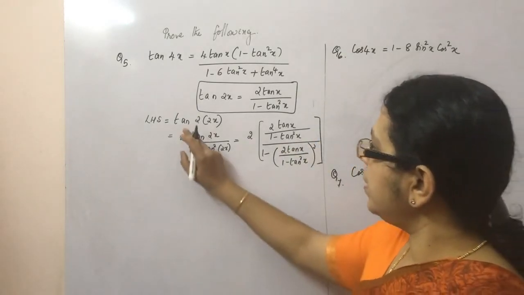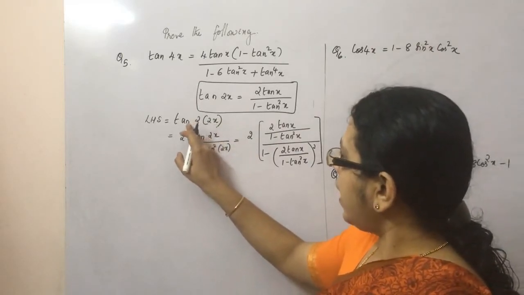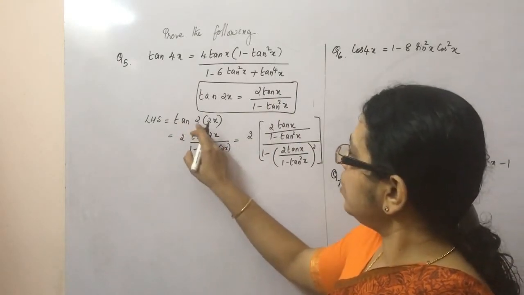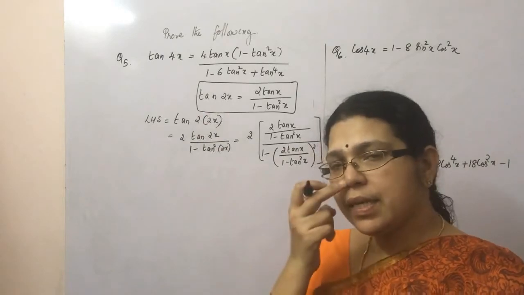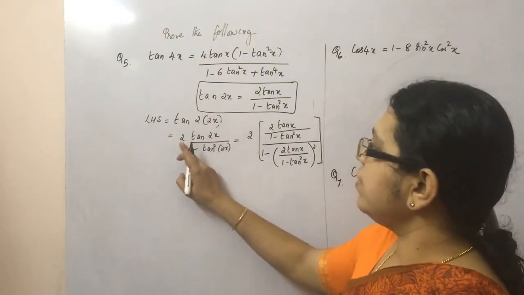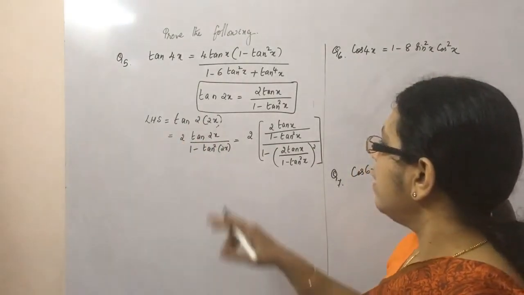So first what did I do? Tan 2 times 2x, that is tan 4x. Now tan 2x is what? 2 tan x by 1 minus tan squared x. So tan 2 of x, this part inside the bracket is considered as a single variable x. So first I'll consider it a single variable, so that gives me 2 tan 2x by 1 minus tan squared 2x.